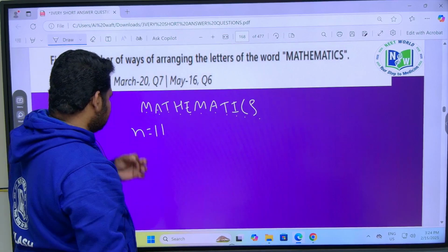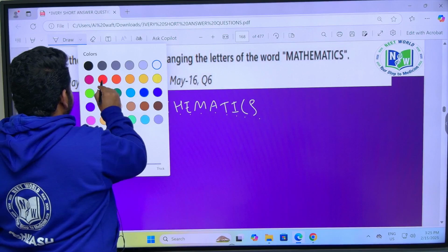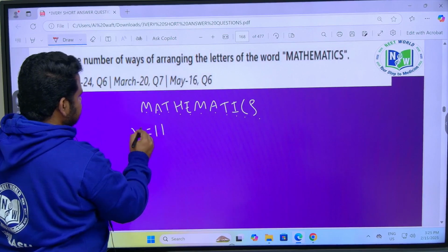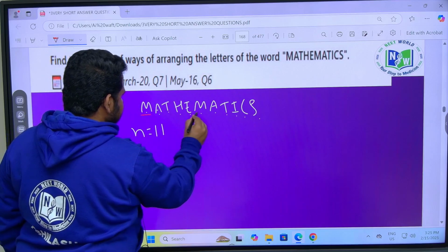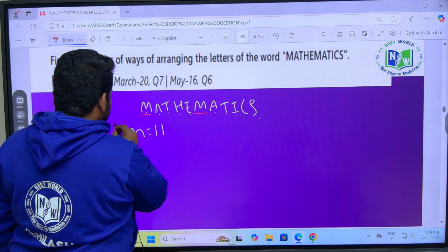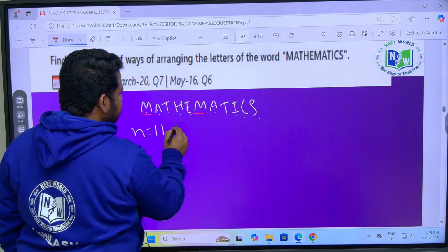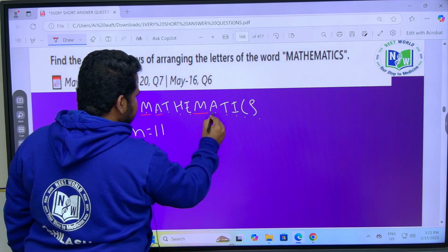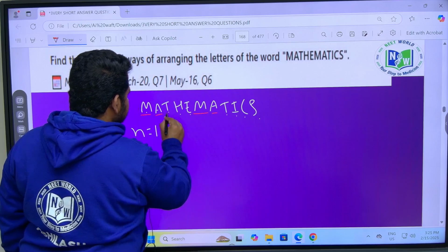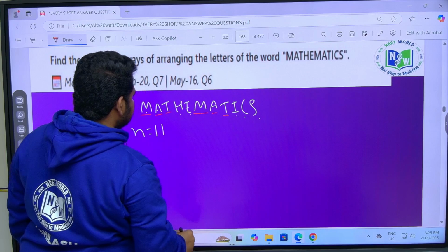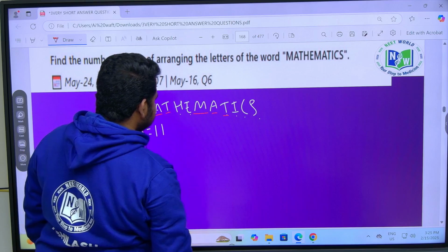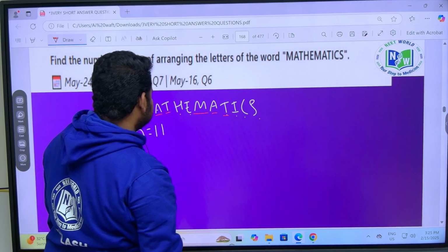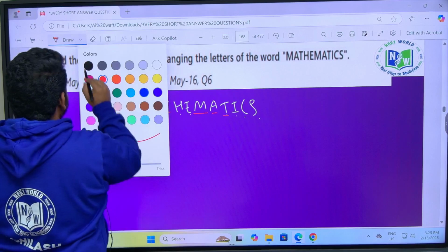So we have to see what are the letters that are repeating. Is M repeating? Yes, M is repeating. What about A? Yes, A is repeating. What about T? T is repeating. H is repeating, no. E is repeating, no. I is repeating, no. C is repeating, no. S is not repeating.